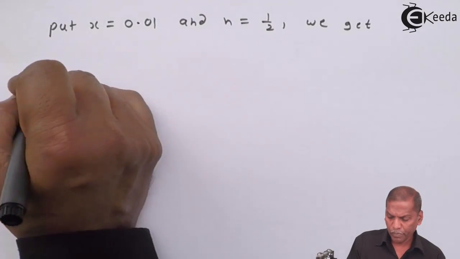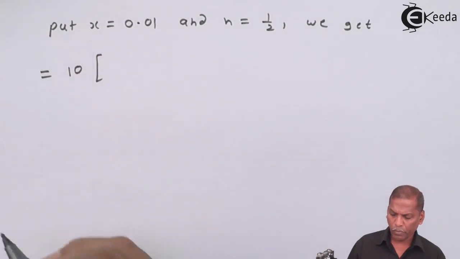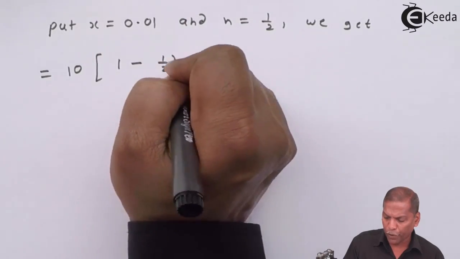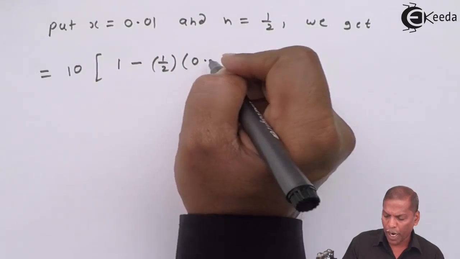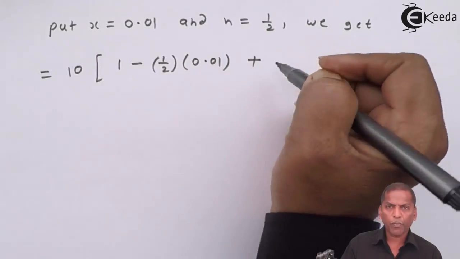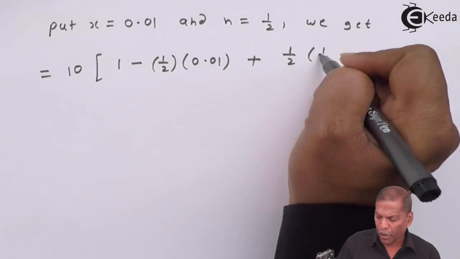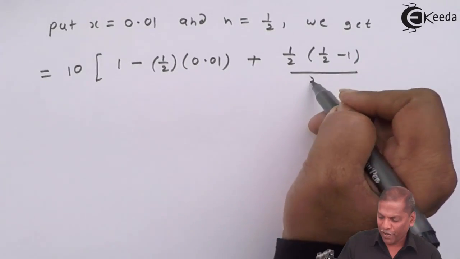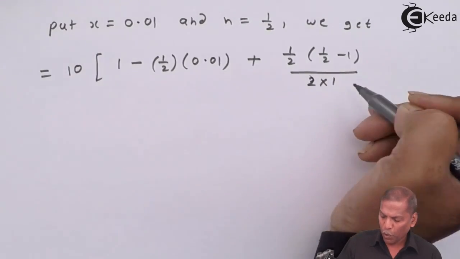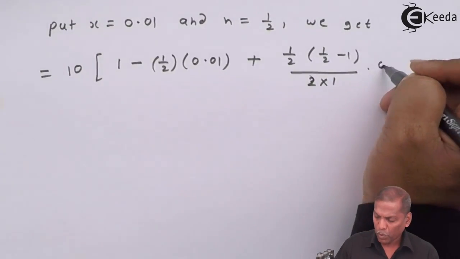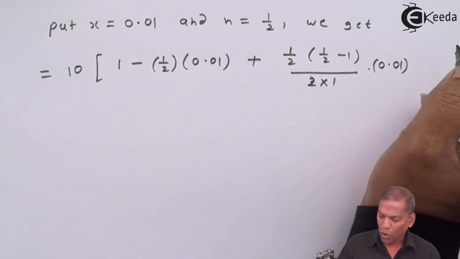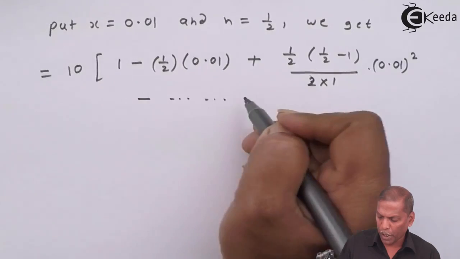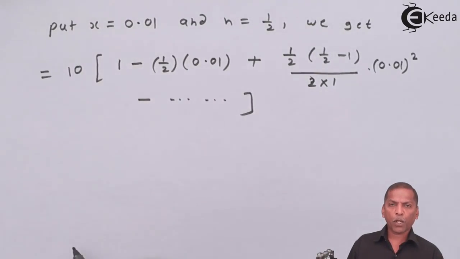So we get 10 in bracket 1 minus, for n we substitute 1 by 2 into x we write 0.01, then plus in the numerator 1 by 2 bracket 1 by 2 minus 1 upon 2 factorial, means 2 into 1, into 0.01 whole bracket raise 2, then minus it is going on, and finally the square bracket is completed.